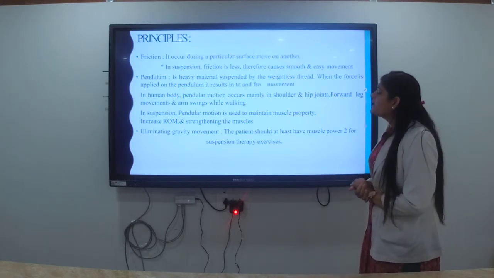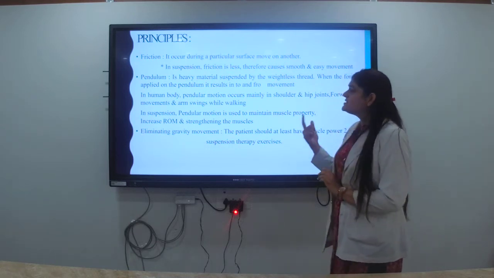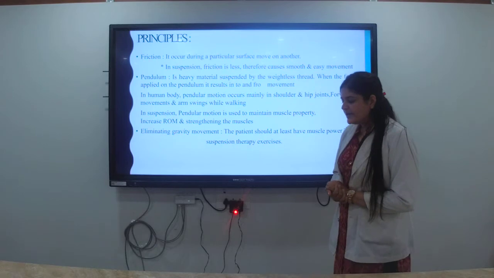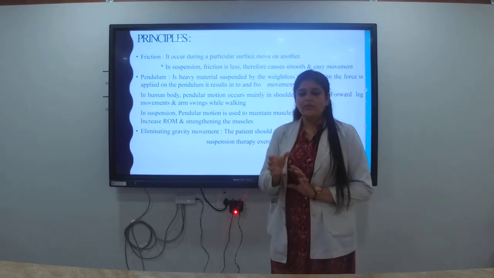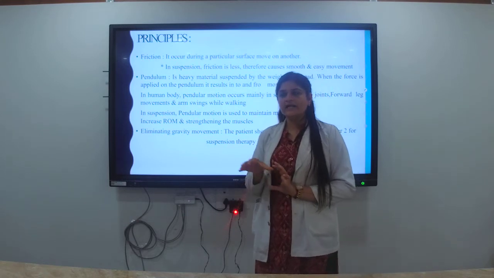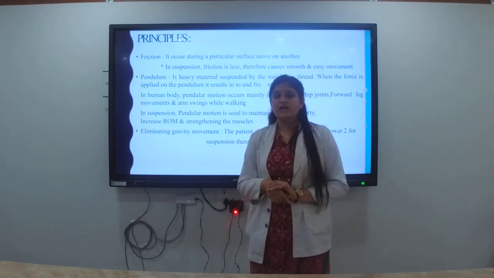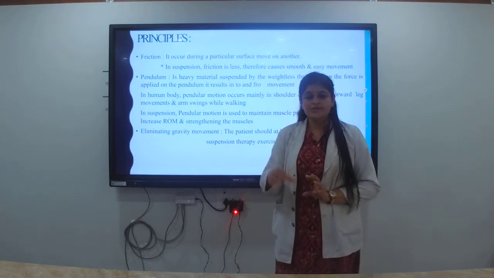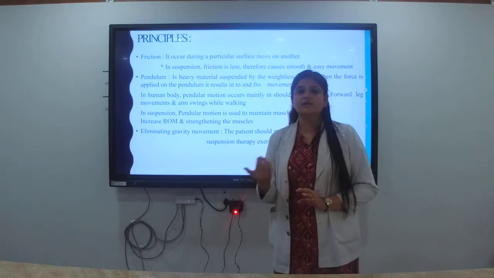Now, what are the principles on which suspension therapy is based? First is the frictional force. Now we need to understand, as per Newton's first law of motion, any body which is at rest will be at rest if it is left untouched by any external force. Similarly, any body which is in movement will stay in movement without any external force.